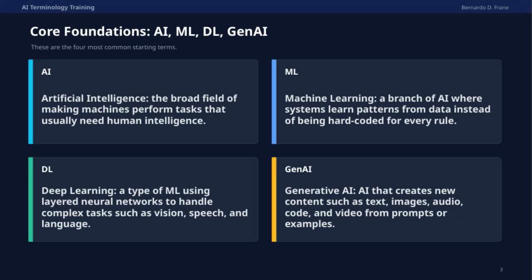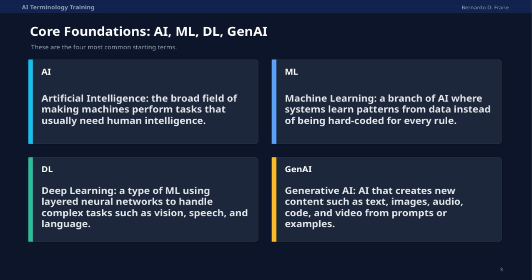Let's start by looking at some of the core terms in AI. First, we have generative AI or Gen AI. This is a type of AI that creates new content, things like text, images, audio, code, and even videos, based on prompts or examples that we give it. It's really about AI that can produce original material, which is a pretty exciting development.